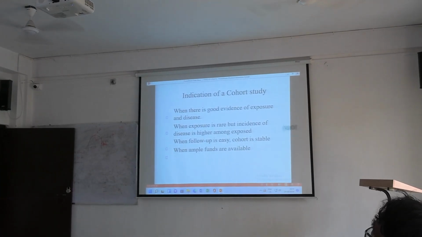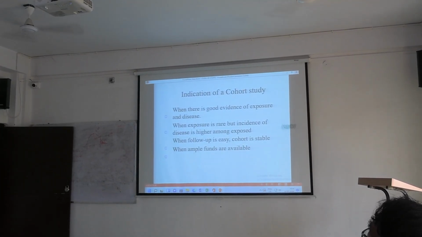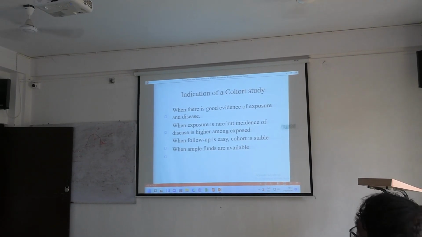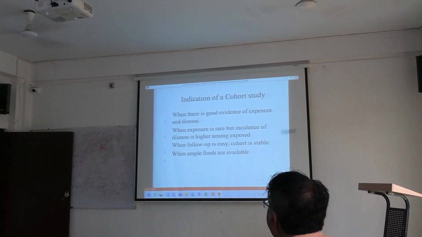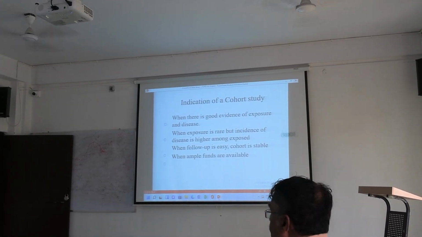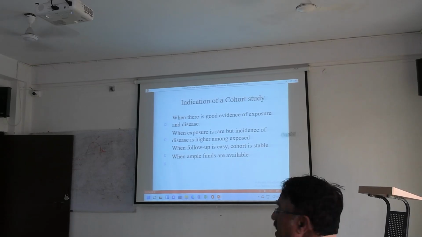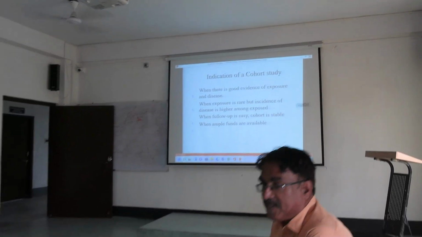The indications are when there is good evidence of exposure and disease, when exposure is rare but incidence of disease is higher among the exposed, when follow-up is easy, the cohort is stable, and when funds are available. Now, what is the problem with cohort study?